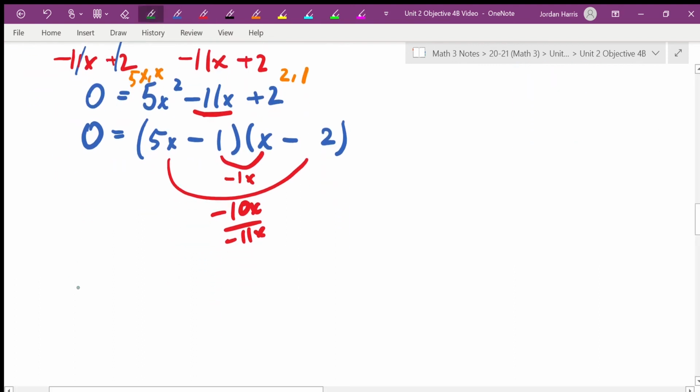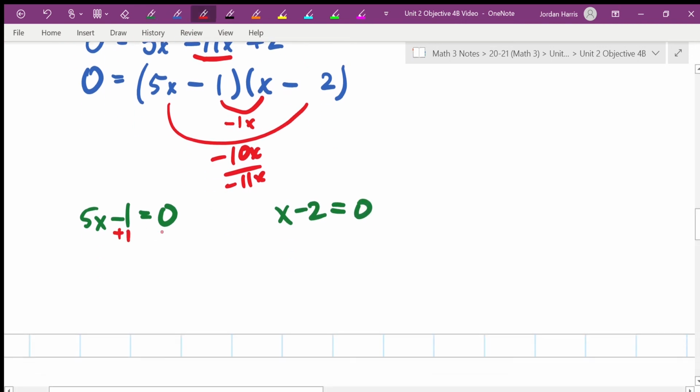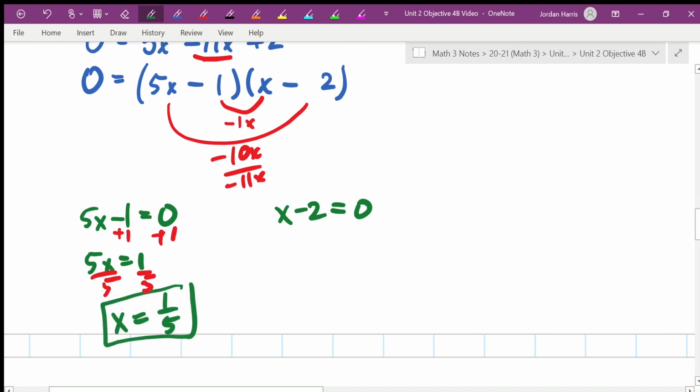Okay, then I set up my first one equals 0. Oops, I don't know why I did parentheses. 5x minus 1 equals 0. And x minus 2 equals 0. So this one, I'm going to add 1. And then divide by 5. And I get x equals positive 1/5. This one I'm going to add 2. I get x equals positive 2.